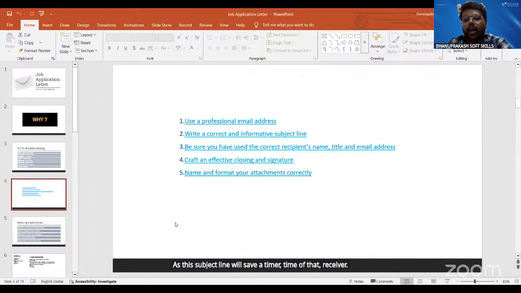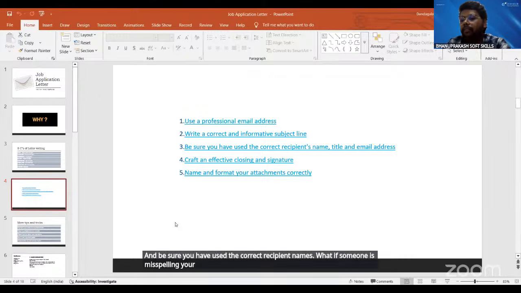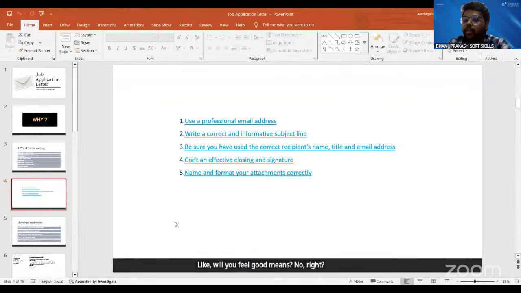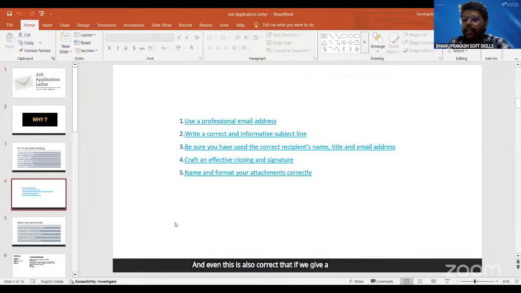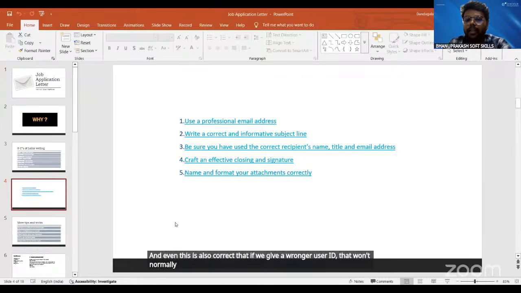And be sure you have used the correct recipient names. What if someone is misspelling your name, whether in writing or in speech? Will you feel good? No, right? In the same way, the recipient name should be proper here, as you should never make any mistake with the recipient name. And even if we give a wrong user ID, that won't normally reach them, right? Name, title, email address, everything should be proper.